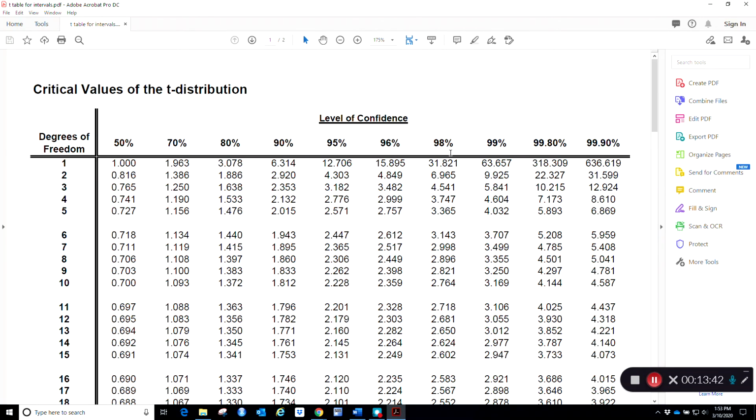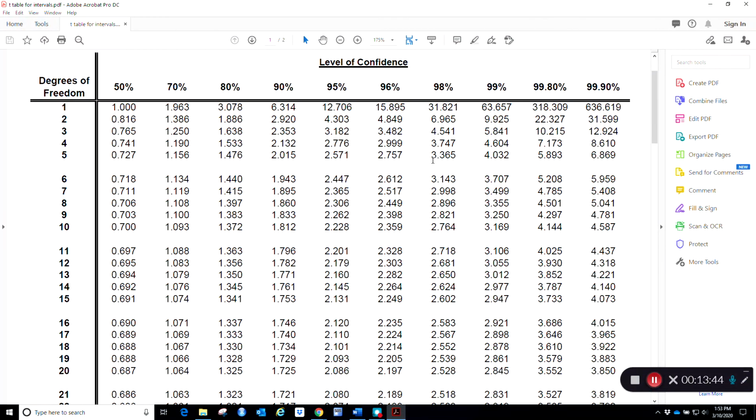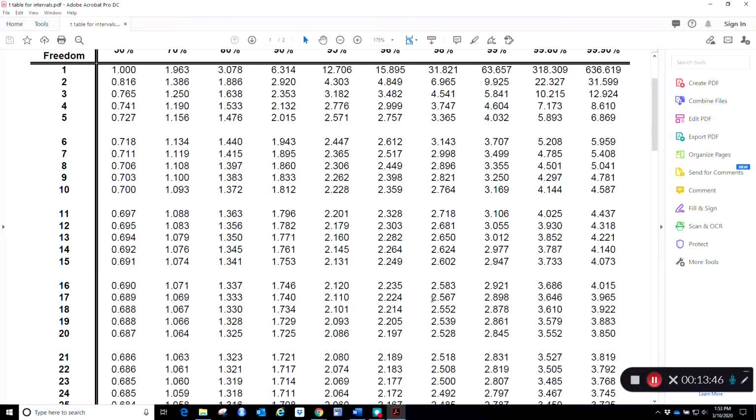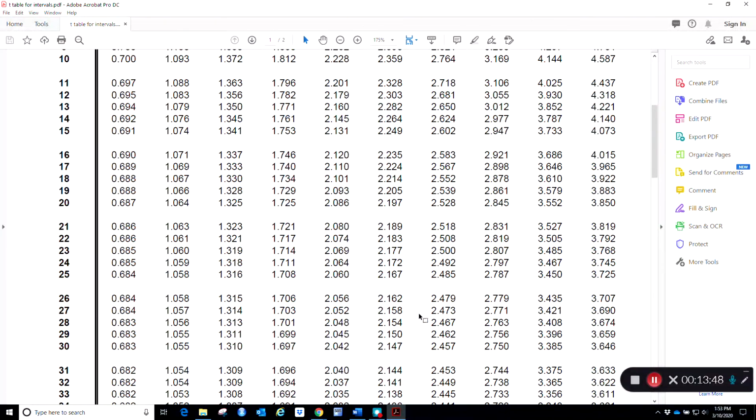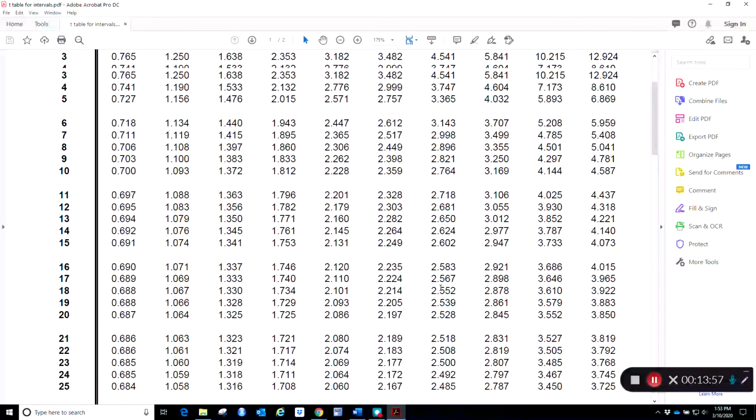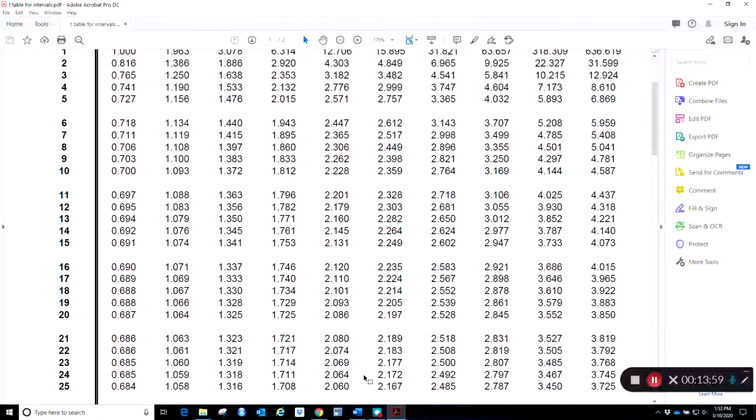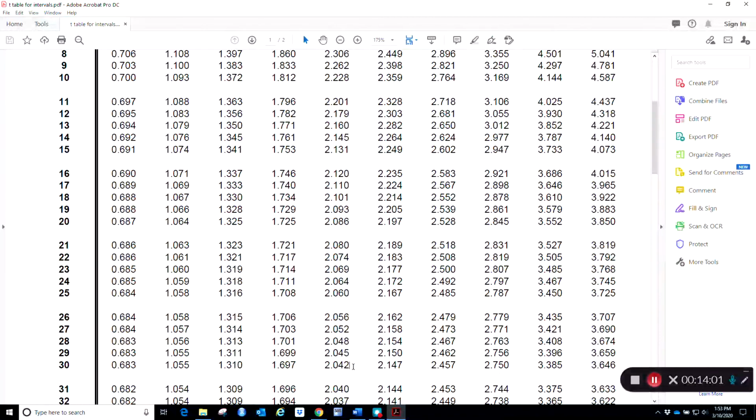So we have 95% confidence. Our n was 31, so we're going to have 30 degrees of freedom once we subtract off the 1. And we should find the 2.042 right here for us. So there's our t that we're going to use.